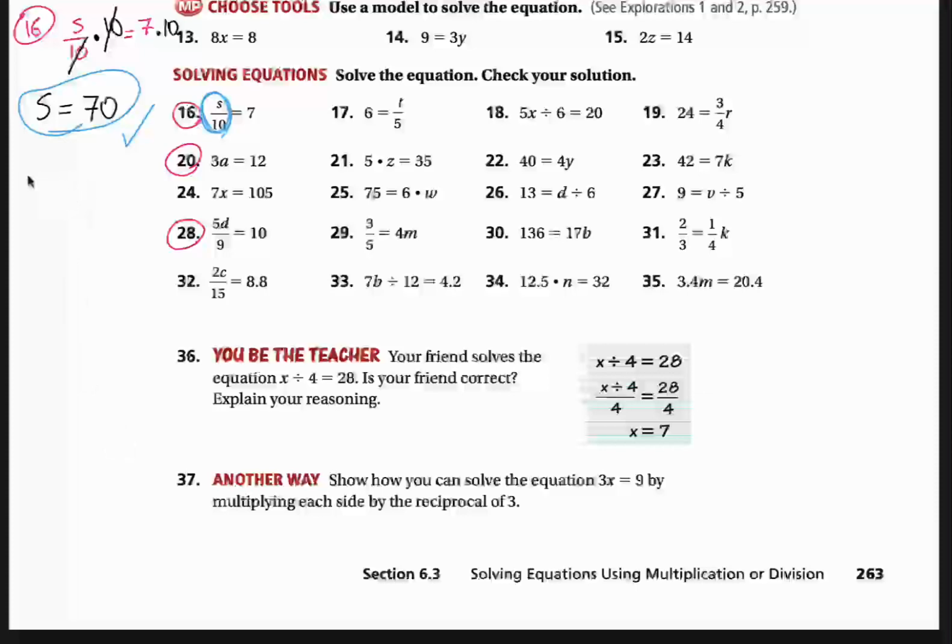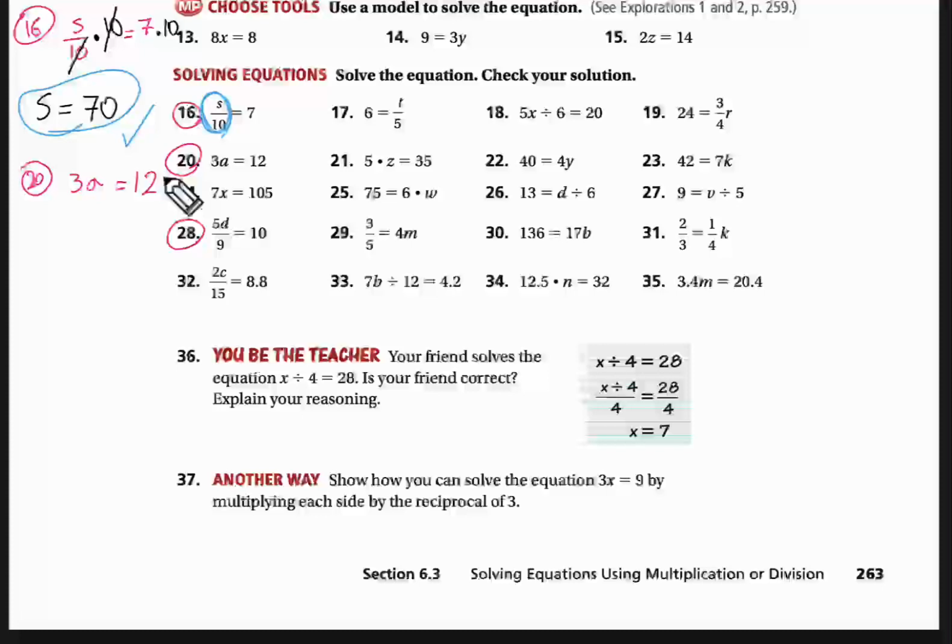Okay, my heroes. I will go to the bathroom, okay? Quickly. Leah, question number 20. 3a equals 12. Rida Naeem? Yes, I am Rida Naeem.